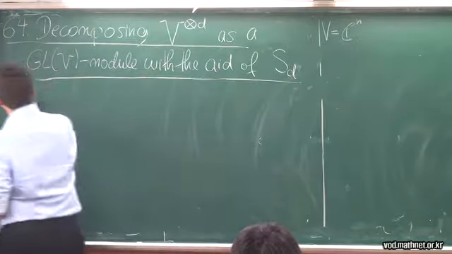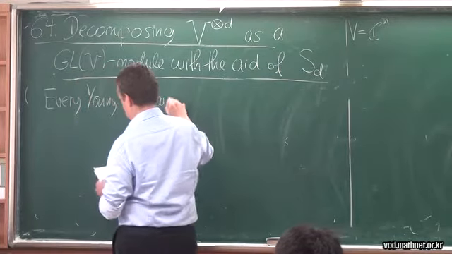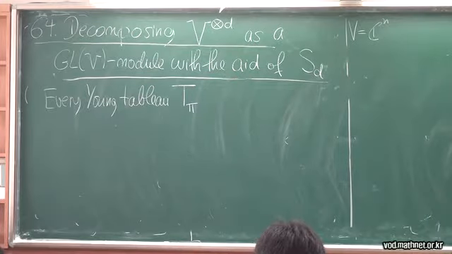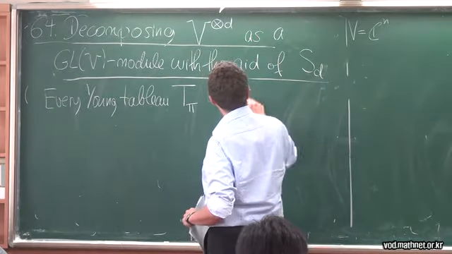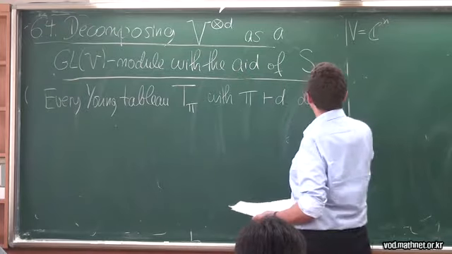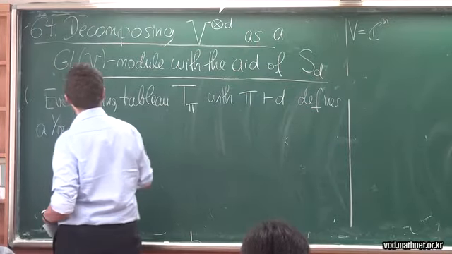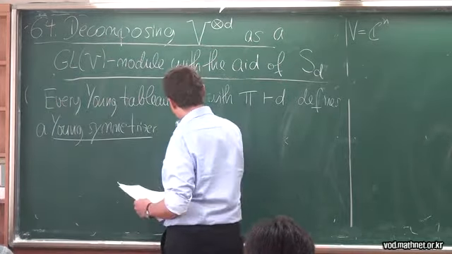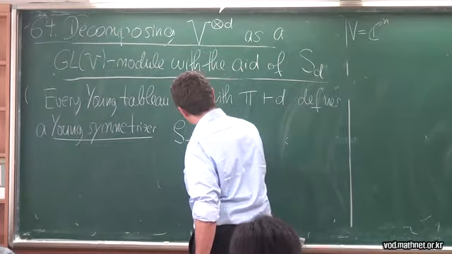So every Young tableau T_pi, where pi is a partition of the integer d, is a filling of this with the numbers 1 up to d. And maybe I don't even want to know right now about row strict or column strict. I just fill it in any way. This defines a certain operator, which is called a Young symmetrizer, which I'll call rho sub T_pi. So T_pi is one of my filled partitions.